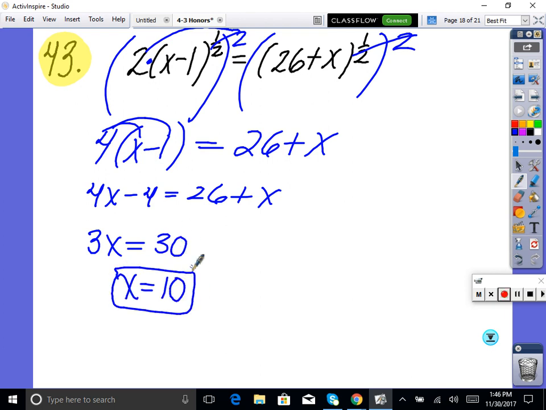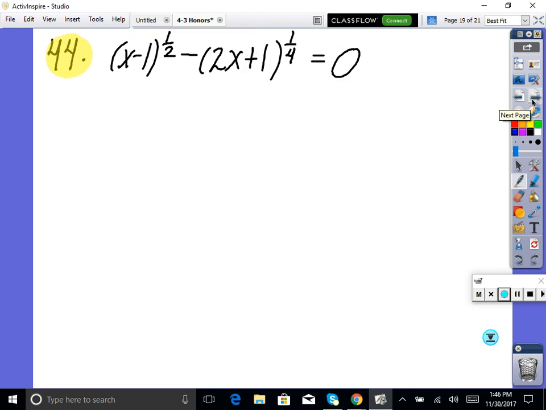We would check it, and looking good. Yep, square root of 36 is 6, and then right here we have the square root of 9, which is 3 times 2 is 6. Okay, I checked it. Hey, look at 44, a more advanced one.